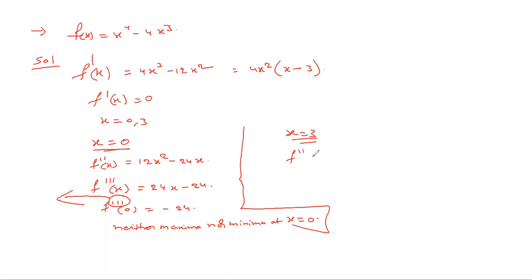F double dash of 3 we are going to check. F double dash of 3 means 12 into 9 minus 24 into 3. What will it be? Positive, so local minima at x equal to 3. That's it.